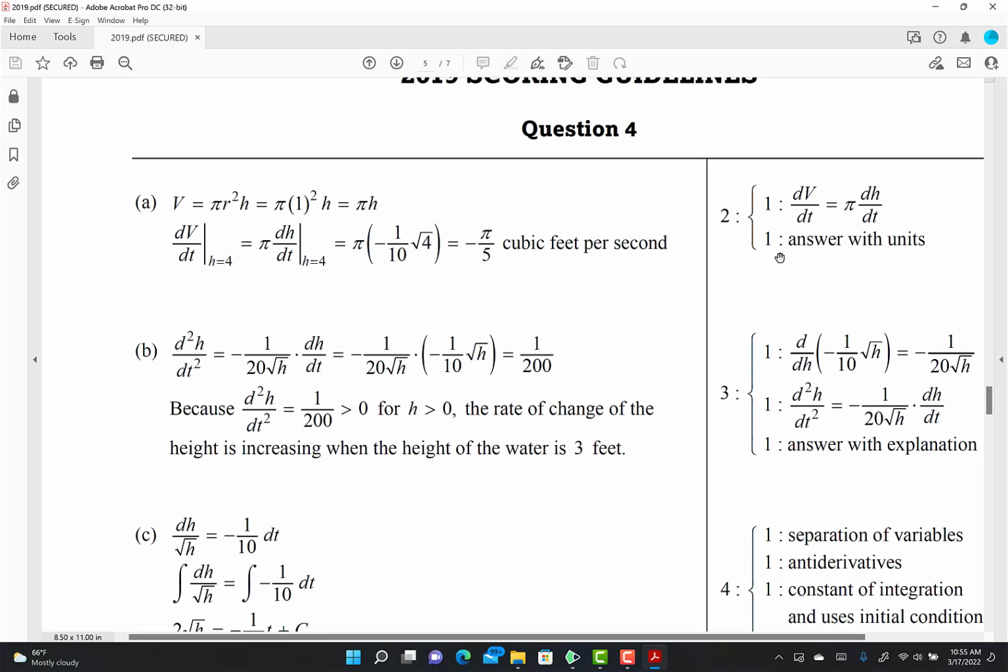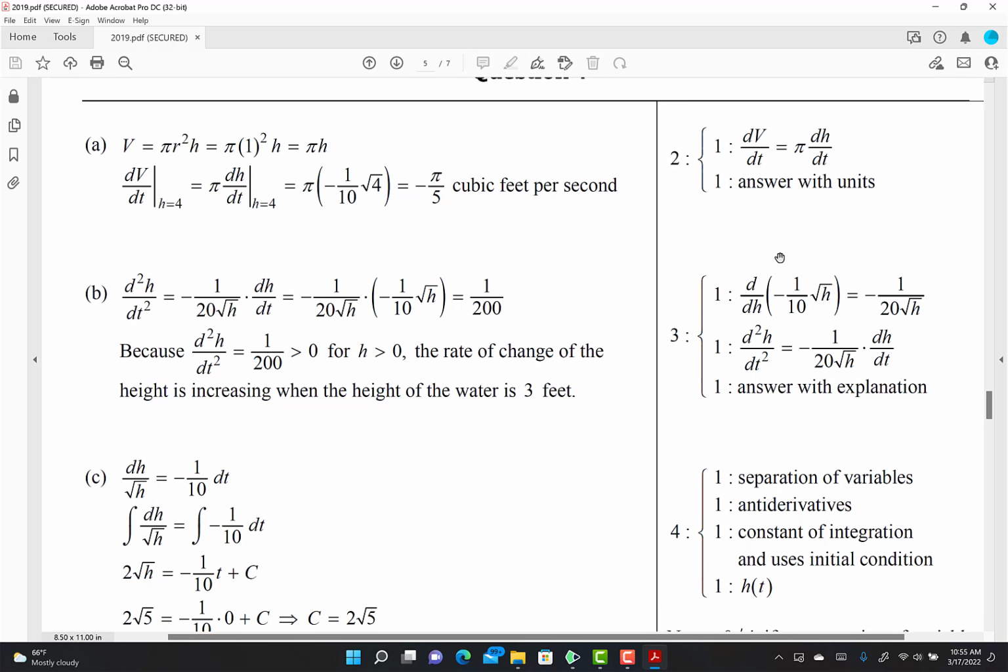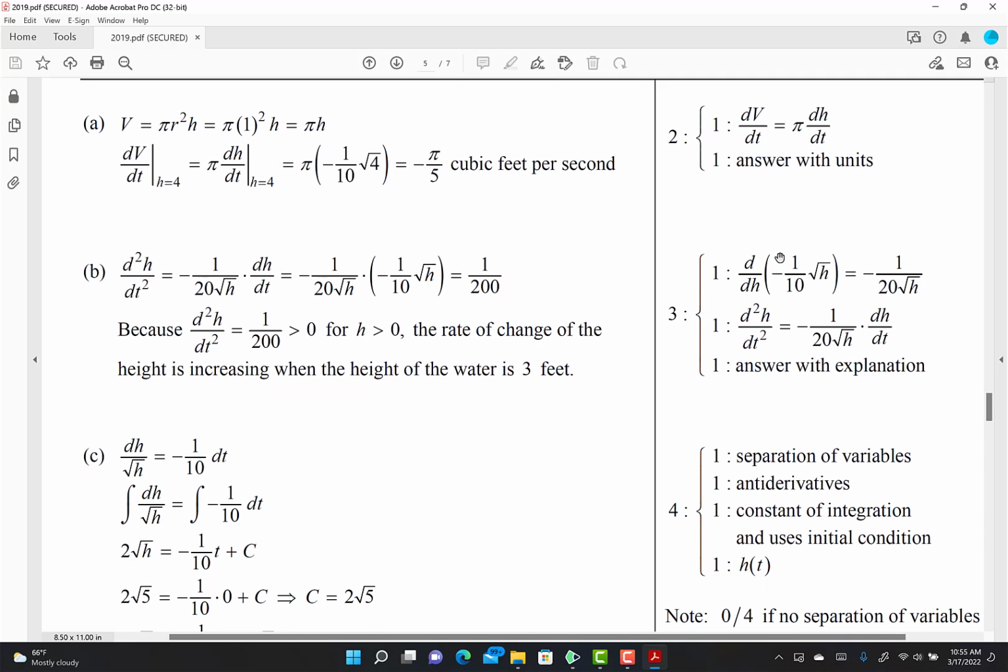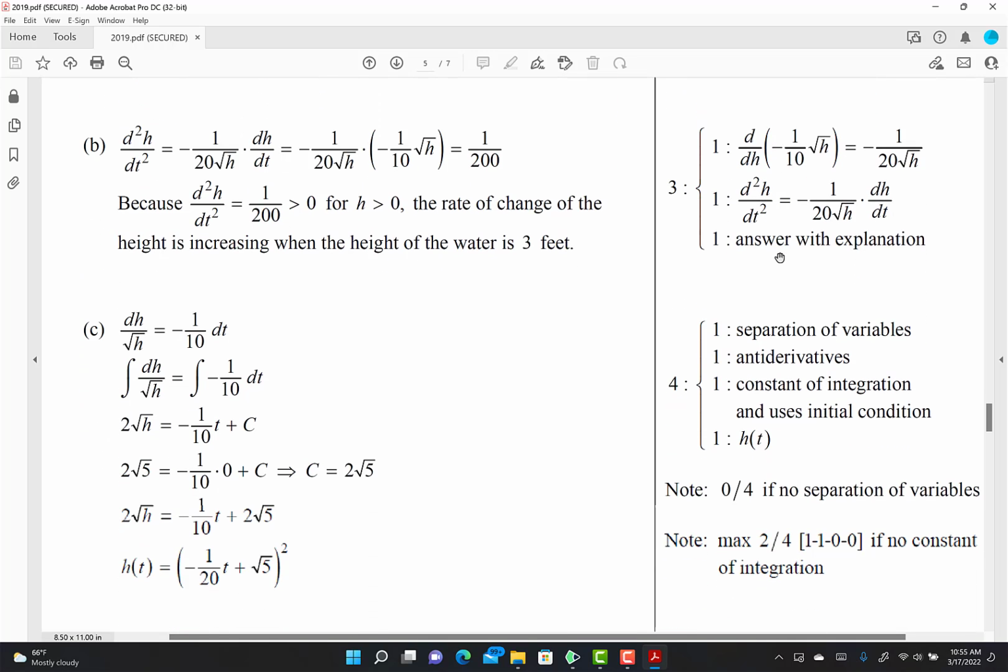Sometimes it is. Letter B, how many points? Did we get it right? 1/200, because the second derivative is positive. For h greater, the rate of change, the height of the increase in the water is 3 feet. Yep, perfect. We got it. All 3 points. Letter C.